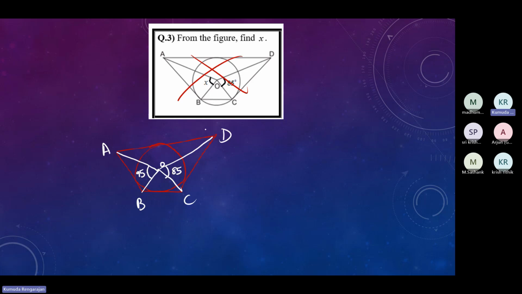Otherwise, you cannot find it. Without this property, you cannot find the measure of x. See, this one is x, no? You cannot find x.